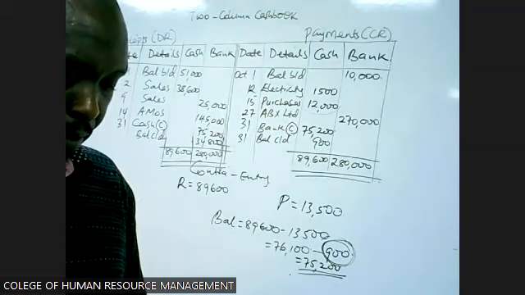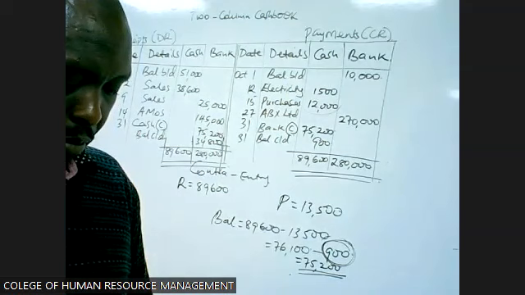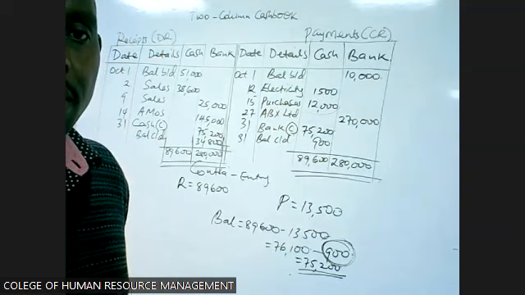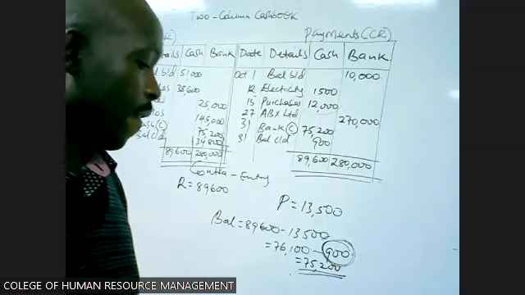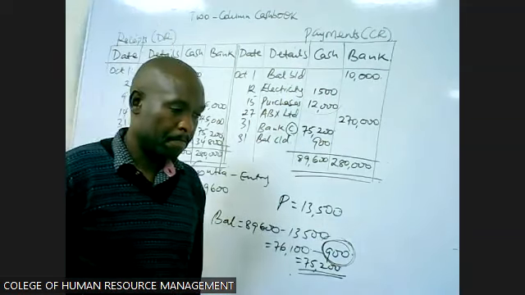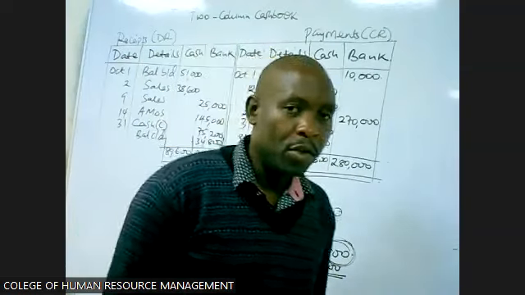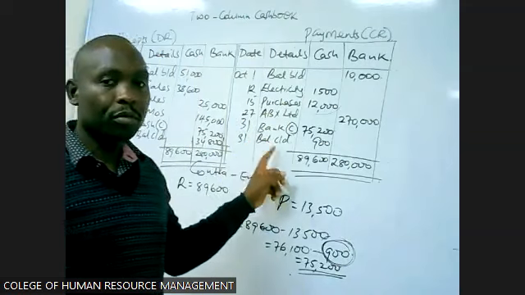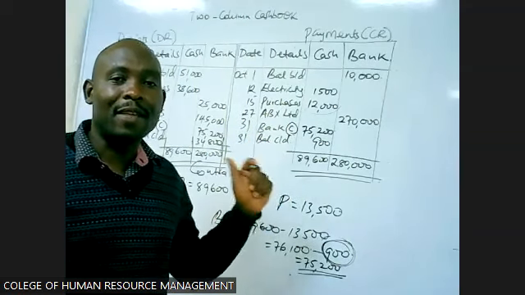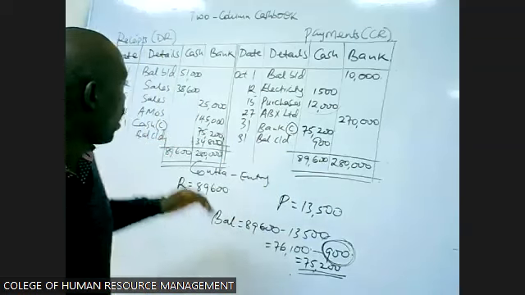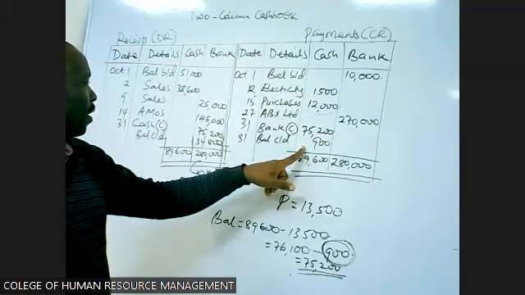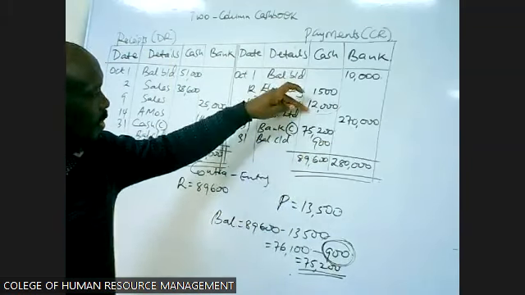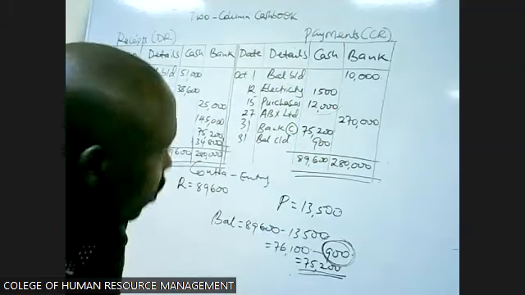Yes, Joseph. Yes, good morning. Morning. Would you please explain why the balance of 900 we are crediting? Where are we recording it on the credit side?